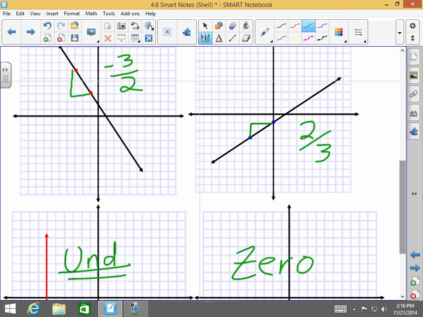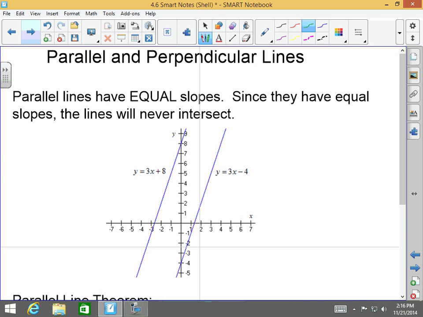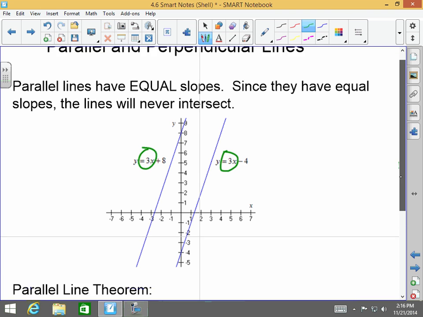Now, why is this important? Because we're going to be dealing with parallel and perpendicular lines a lot. And parallel lines have equal slopes, gentlemen. Since they have equal slopes, the lines will never intersect, just as you see here. This is two linear equations. If you notice the 3 here in front of the x and the 3 here in front of the x, those are equal slopes. And there's a postulate that comes from this, okay?